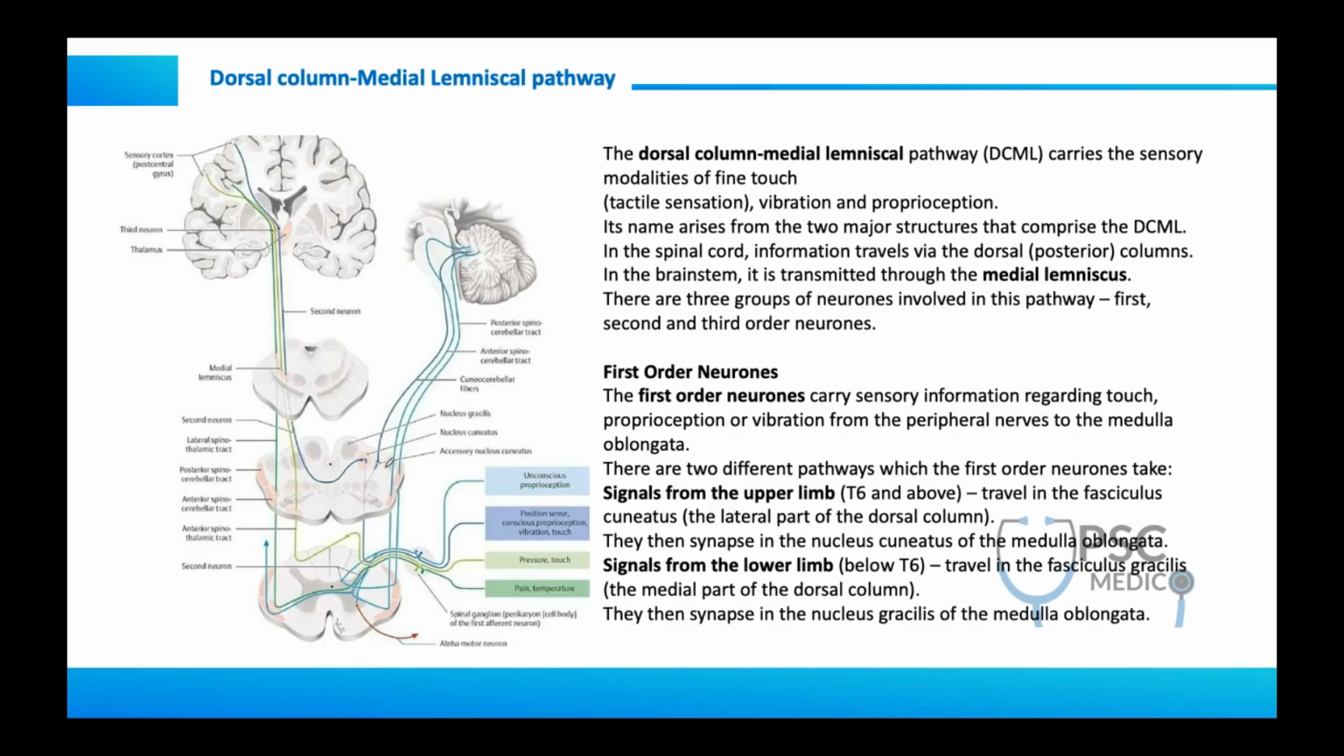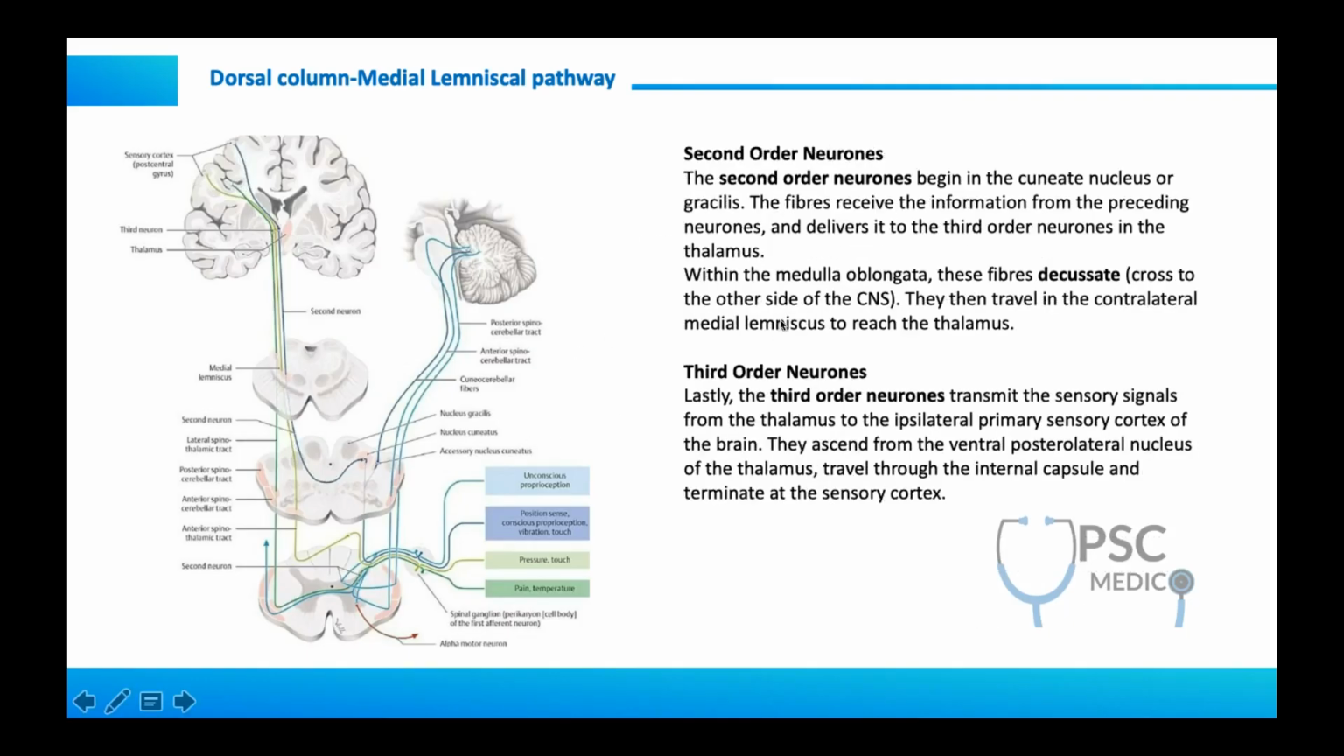Done. So from here they travel up through the medial lemniscus. They are traveling in the dorsal column of the spinal cord and also the medial lemniscus in the brainstem. That's the reason we call it the dorsal column medial lemniscal pathway, and they cross. They reach the postcentral gyrus where they relay sensory information. So we are done with the first order. Let us look at the second order.